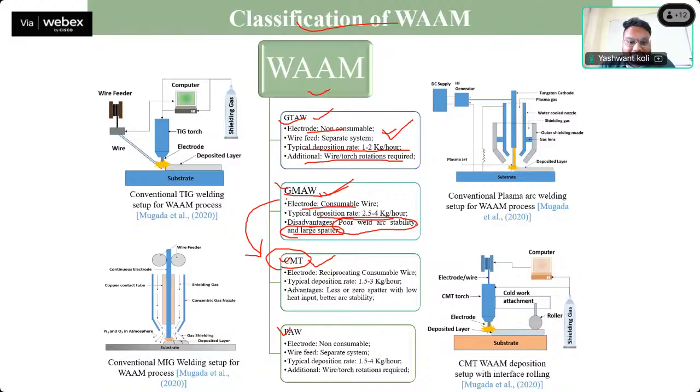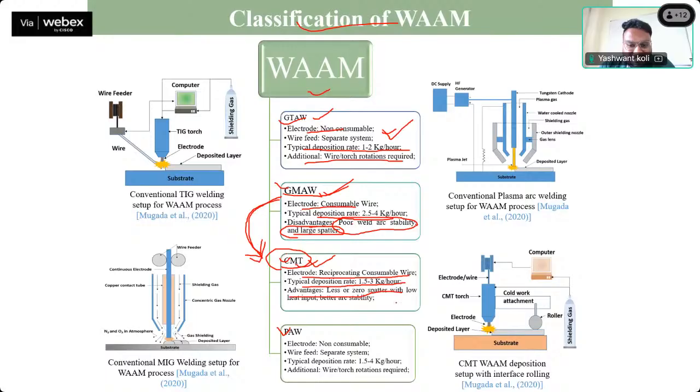It is actually like only two-thirds of the heat is going to the melt pool. So as compared to GMW, two-thirds of the heat is required for deposition at the same process parameters. So we have a reciprocating consumable wire. Typical deposition rate is this. Maximum, we can reach more than this also.